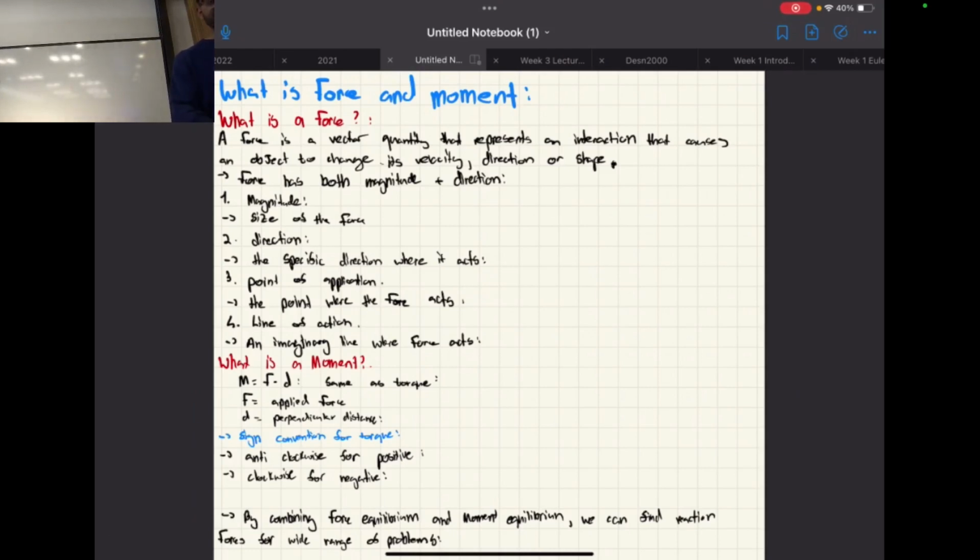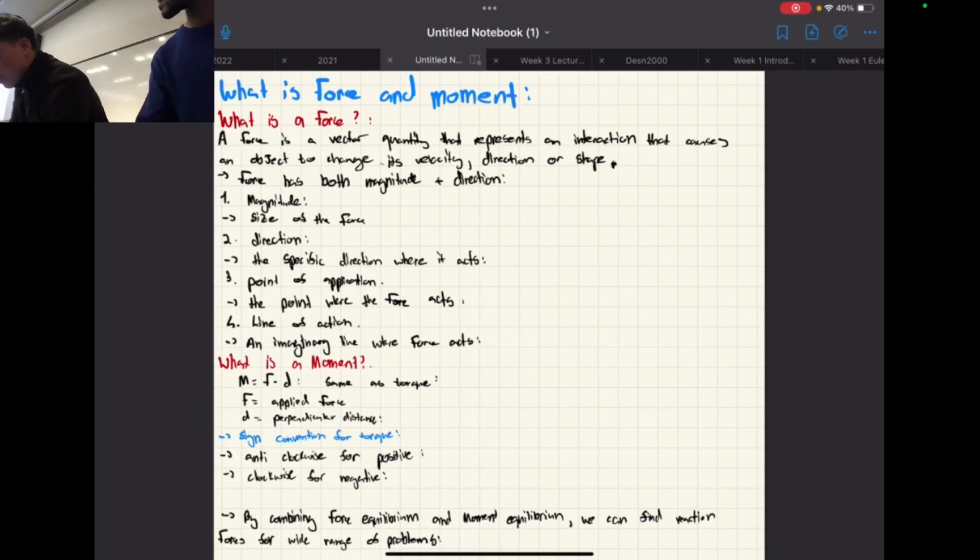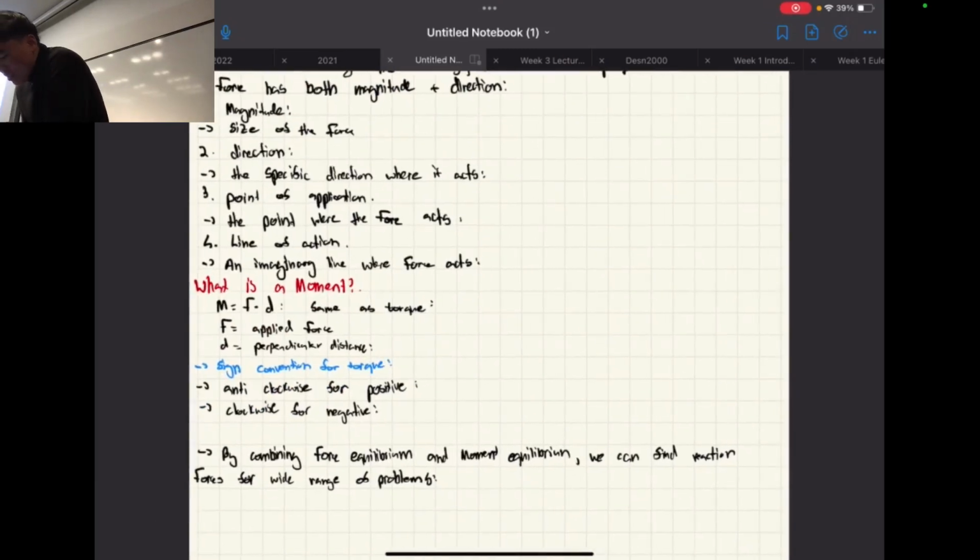So just starting, the first question is, who has done engineering studies in high school? So just the majority of people. So yeah, this course's statics part is pretty similar to engineering studies, pretty much the same. So we start off with, what is force and moment? Force is a vector quantity that causes an object to change velocity, direction, or shape. Forces have both magnitude and direction. And what you gotta know is moment M equals F times D, where F is the applied force, and D is the perpendicular distance from the applied force.